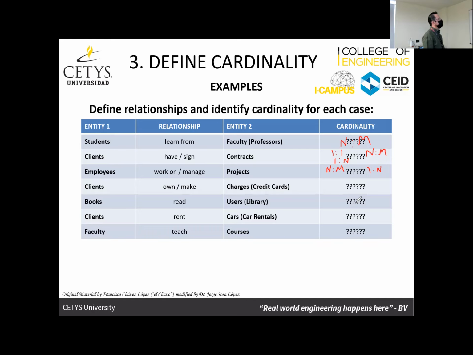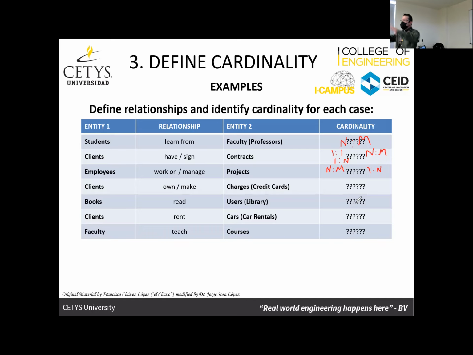How would the cardinality for that relationship be? You could have one to one, no, one to many, because maybe the bank has a lot of clients. But we're talking about a specific credit card for the bank. That's one to many. Want to explain a little bit about the rationale? Let's say you have one credit card, but with that credit card, you as a client can make multiple charges.